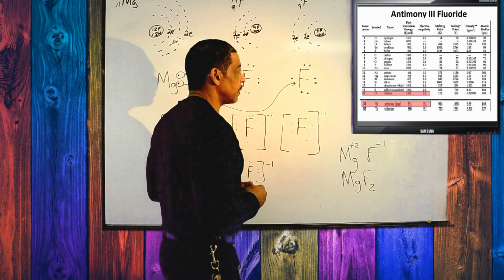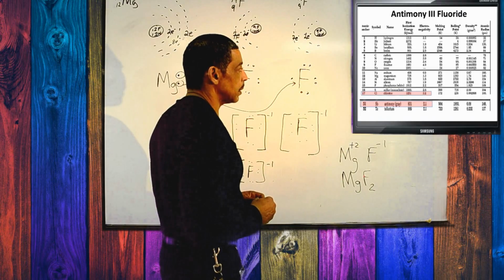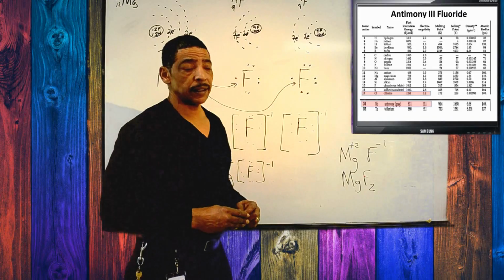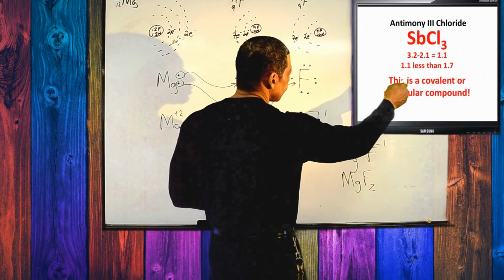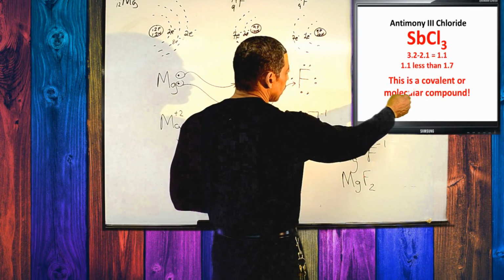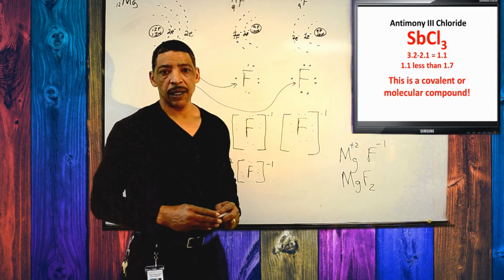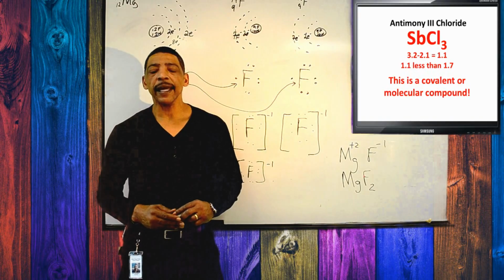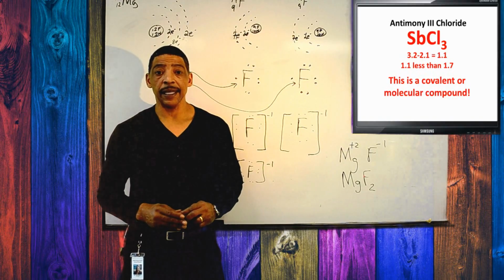The electronegativity value for antimony, Sb, is 2.1. And the electronegativity value for chlorine, Cl, is 3.2. 3.2 minus 2.1 is equal to 1.1, which is less than 1.7. Therefore, the compound antimony 3 chloride is not an ionic compound.